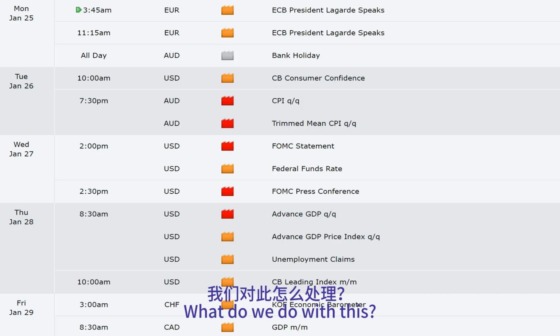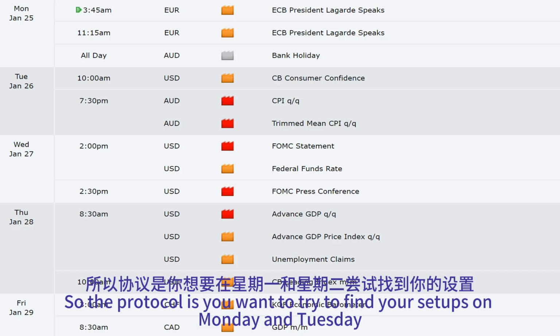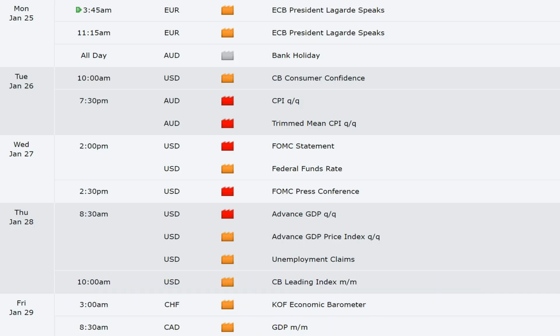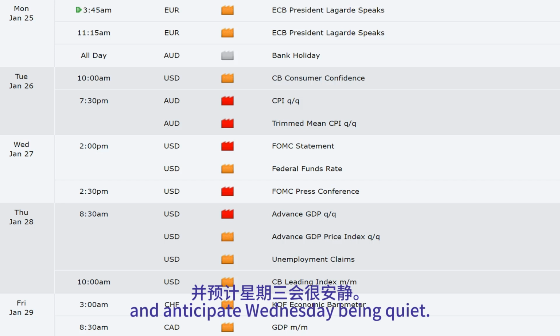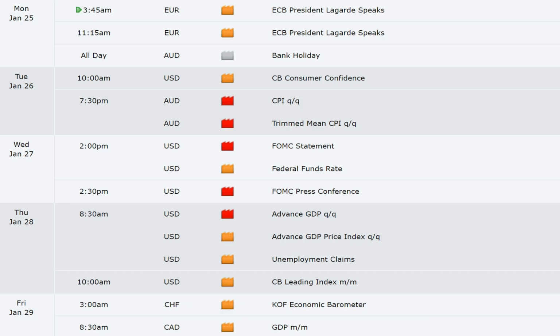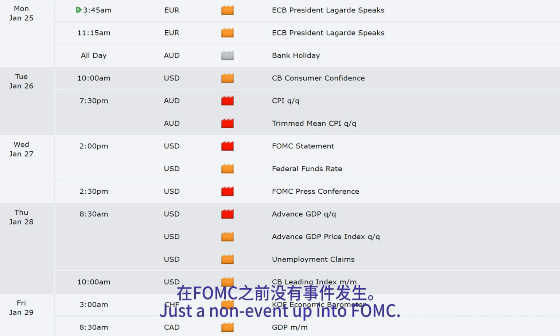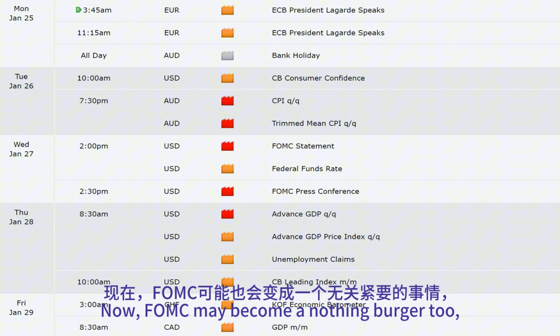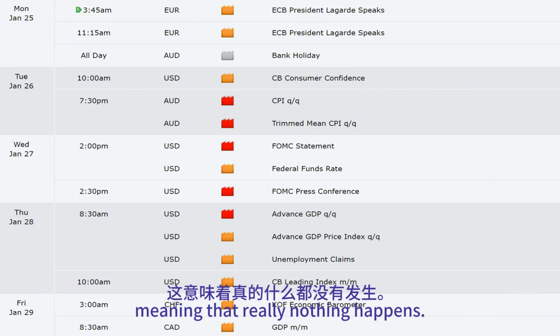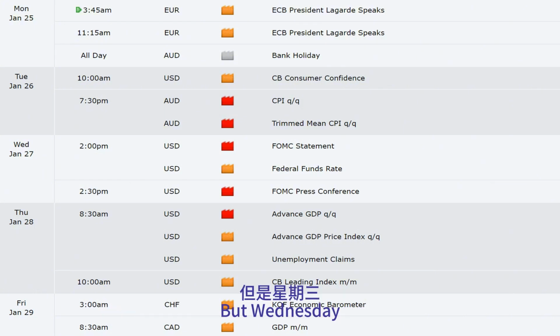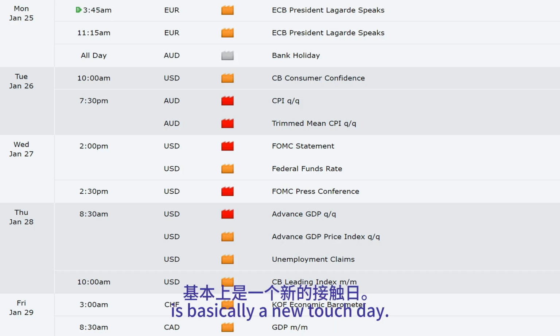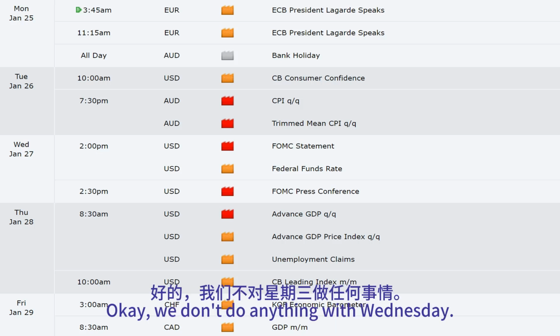And what do we do with this? The protocol is you want to try to find your setups on Monday and Tuesday, and anticipate Wednesday being quiet, just a non-event up into FOMC. Now FOMC may become a nothing burger too, meaning that really nothing happens, but Wednesday is basically a no touch day. Okay, we don't do anything with Wednesday.